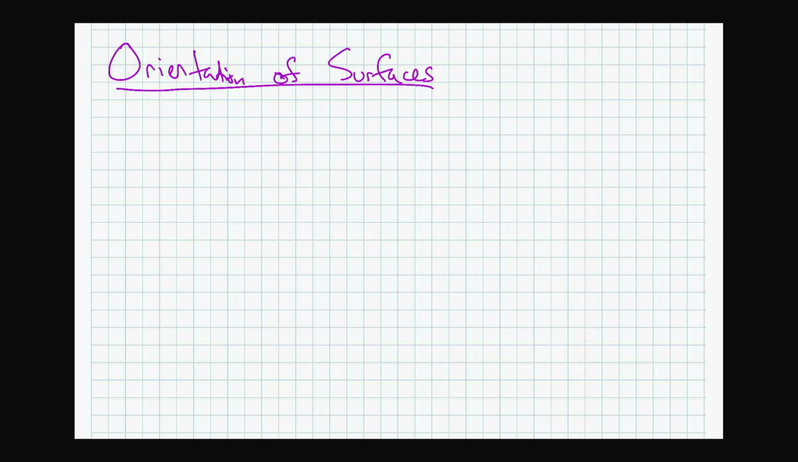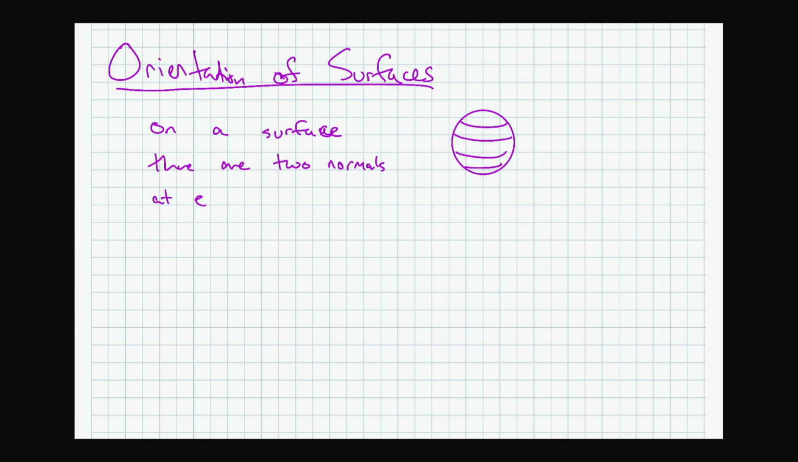Okay. So on a surface, right? So like I'll just draw a sphere or something here. There are two normals, right? There are two normals at every point. I guess there's more if you think about different lengths, but two normals at every point. One points in and one points out of the surface.